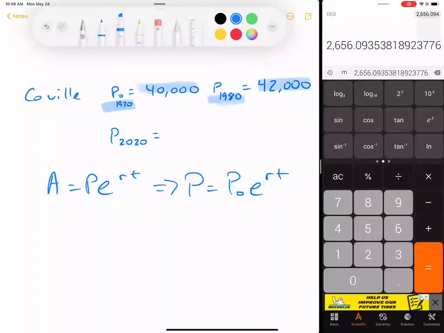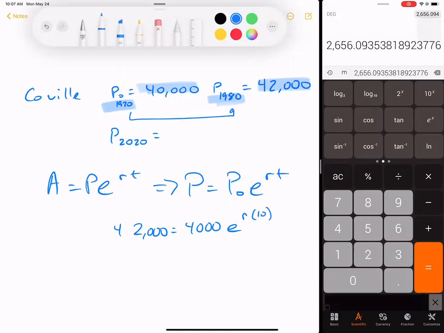So let's go ahead and fill in what we know. We know that the final population is 42,000. We know the initial population is 40,000. E to the R, we do not know what the R is, but we do know it took them from 1970 to 1980, 10 years to get there. Now, what we're doing here is trying to come up with our rate, sometimes called the K value for our model. We don't know what it is yet. They didn't tell us their growth rate is 2%.